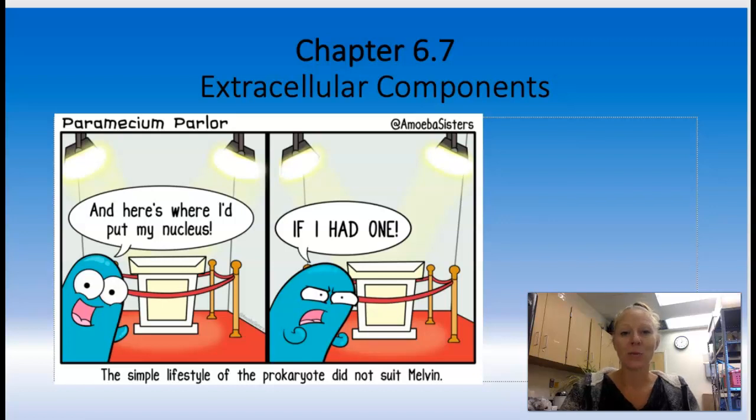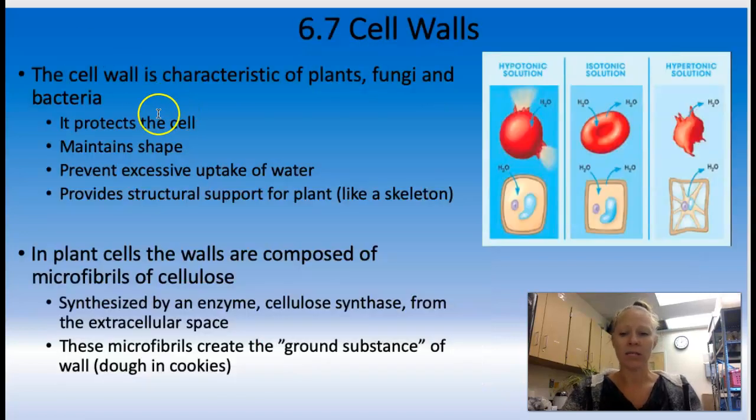Hello, welcome to 6.7 and 6.8, extracellular components. So let's start talking about the parts of the cell that exist on the outside. We've spent a lot of time talking about what's on the inside. Let's talk about what's on the outside.